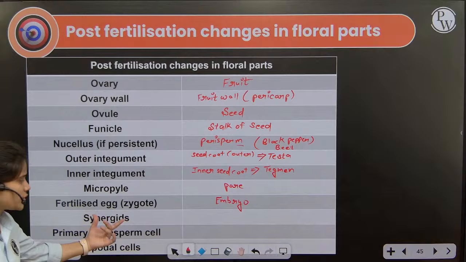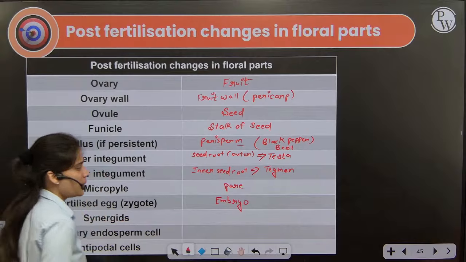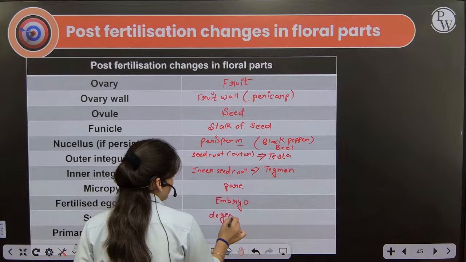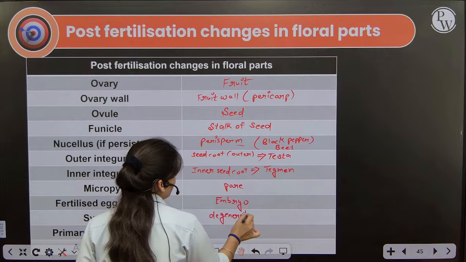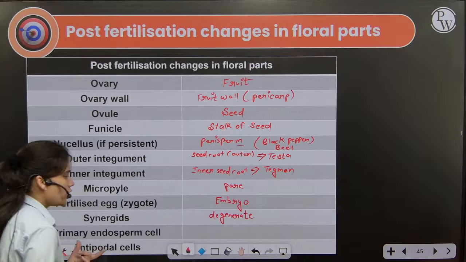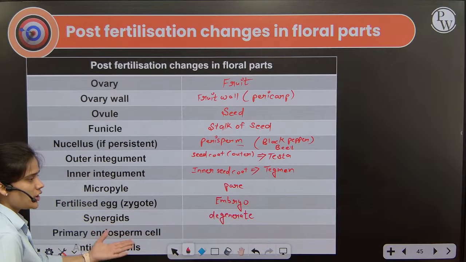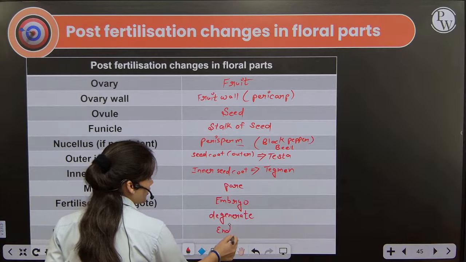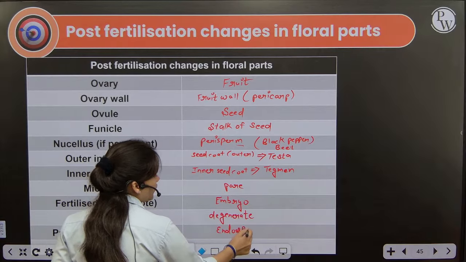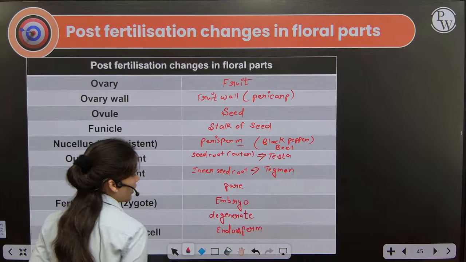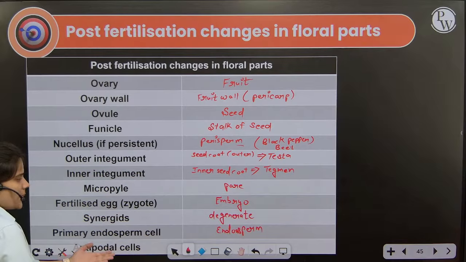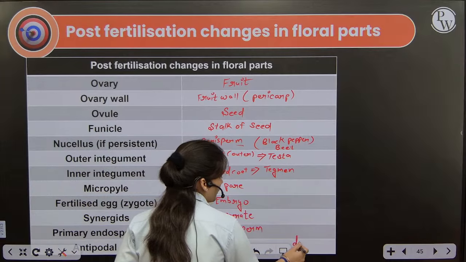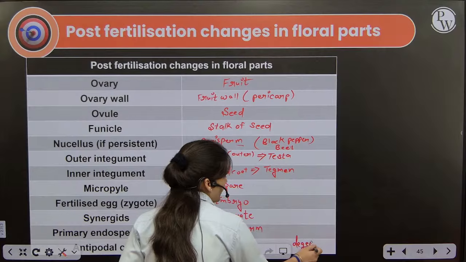Then synergids. What happened to synergids? Synergids become degenerate. Next, primary endosperm cell. Primary endosperm cell is going to give rise to endosperm which is nutritive tissue and which is going to provide nutrition to the developing embryo. What happens to antipodal cells? Antipodal cells also become degenerate.